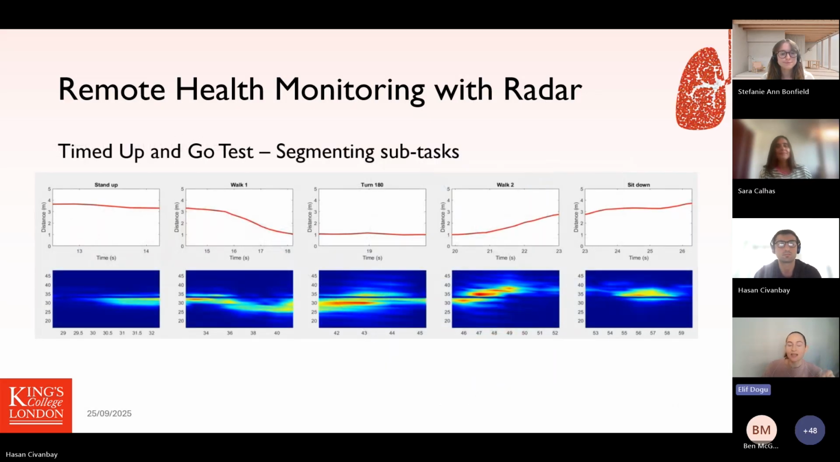How did we use that? We made interviews with clinicians. And we understood that these 5 subtasks of the timed up and go test, standing up, walking, turning, sitting, are actually meaningful. Their individual timings are meaningful for different types of clinicians. But there was no automated way to get these timings. So we thought radar could be helpful in that. Next slide, please.